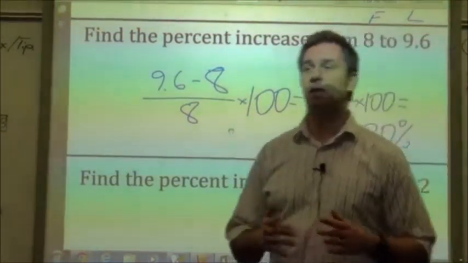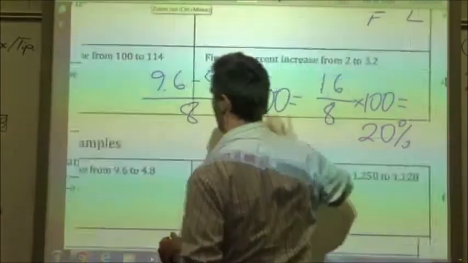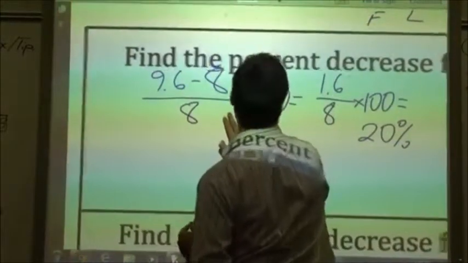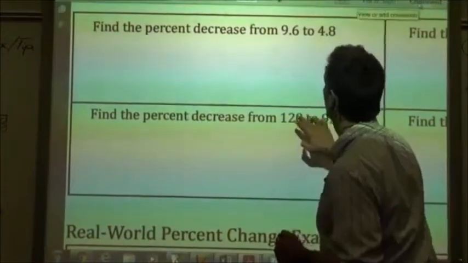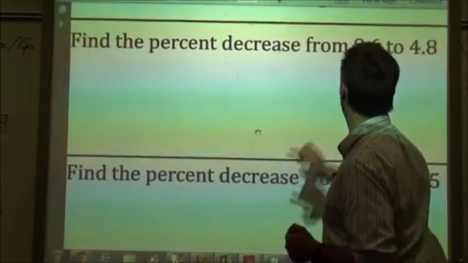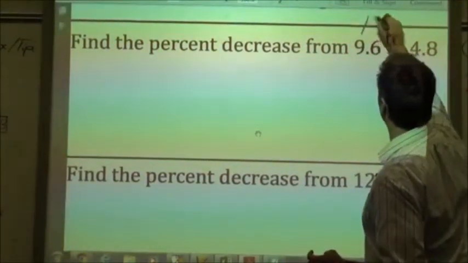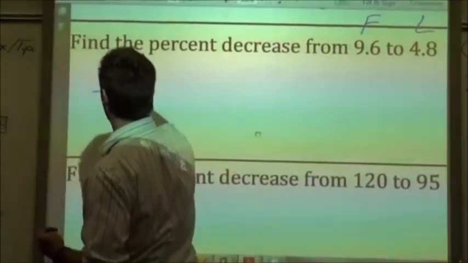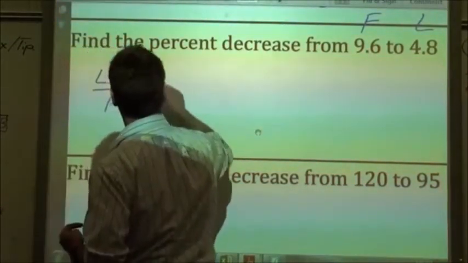All right, ladies and gentlemen, let's move on to question number 5 on that page. Here we go. Find the percent decrease from 9.6 to 4.8. Again, what is the first number? 9.6. The last number? 4.8. And again, we are using the same formula: last minus first over first times 100.